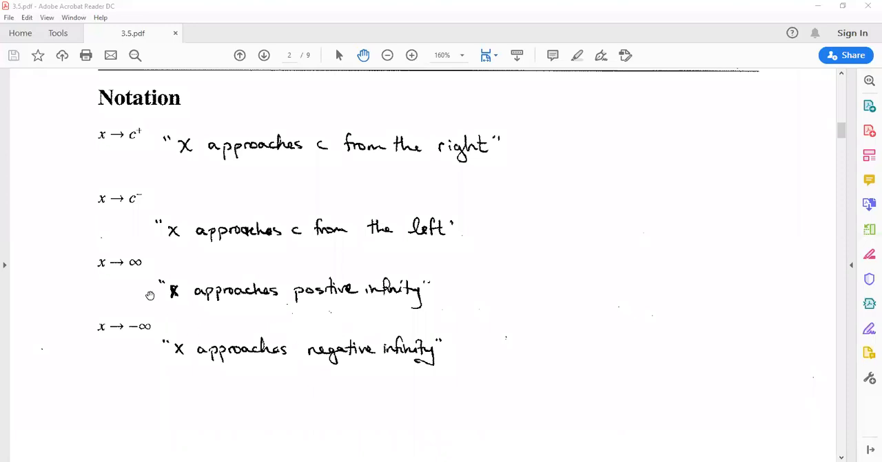Okay. This bit of notation here, x with an arrow to infinity, means x approaches positive infinity. And similarly, the x with an arrow to negative infinity can be read as x approaches negative infinity.